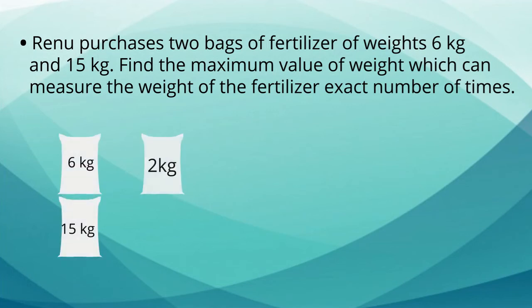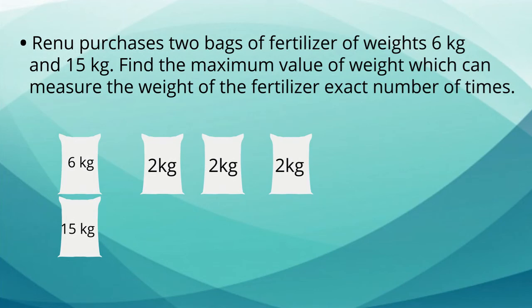Now, if we take the weight as 2 kg, then we can measure 6 kg weight exactly in 3 measures of 2 kg. But we cannot measure the weight of 15 kg using a 2 kg value because 15 is not the exact multiple of 2. Hence, we cannot use the 2 kg value of the weight. Now, let us think about a 3 kg weight.